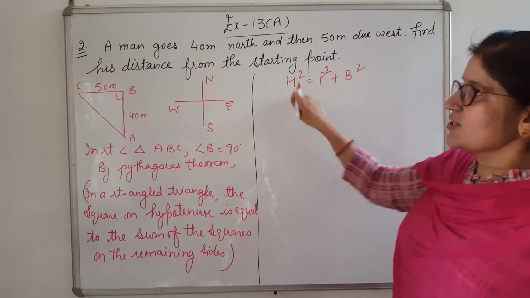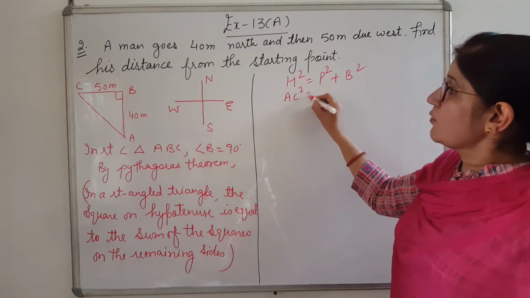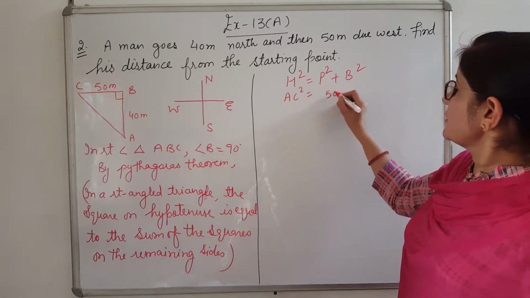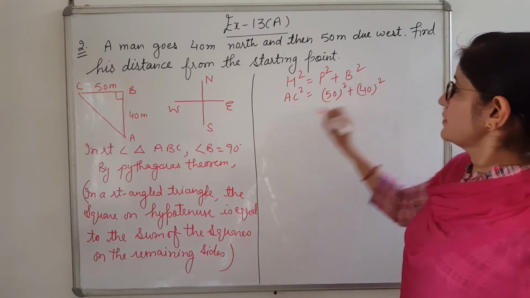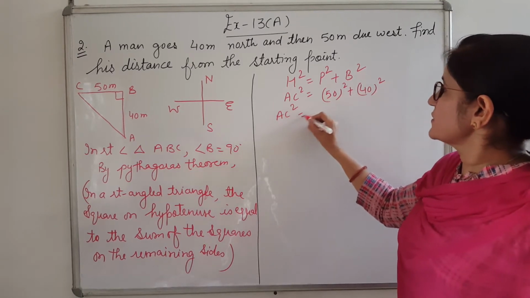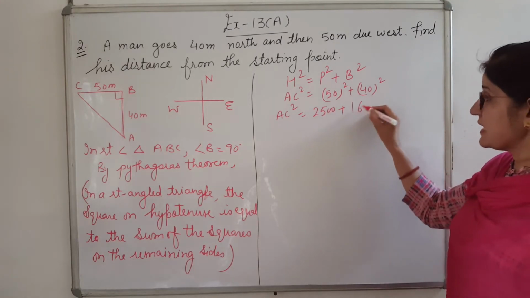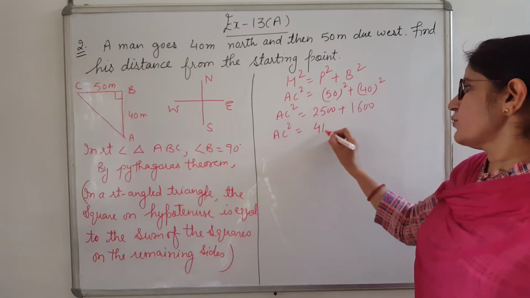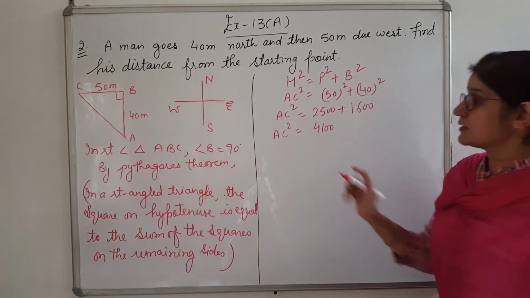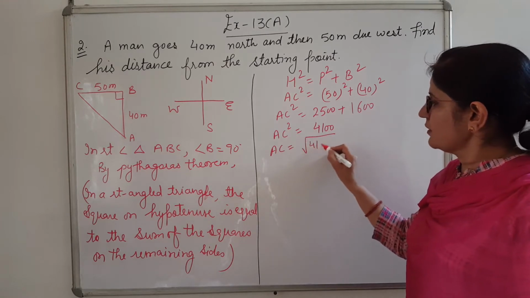Now what is h here? AC. AC square equals 50 square plus 40 square. AC square equals 2500 and the square of 40 is 1600. You add it, it will come 4100. So what is AC? Square root of 4100.